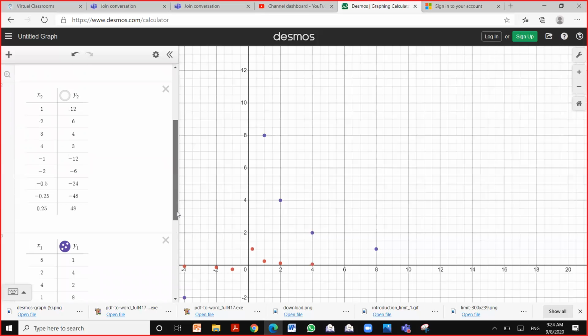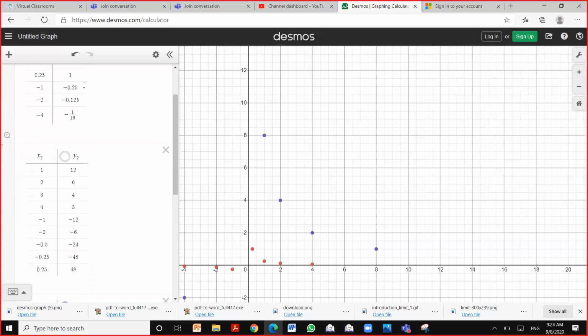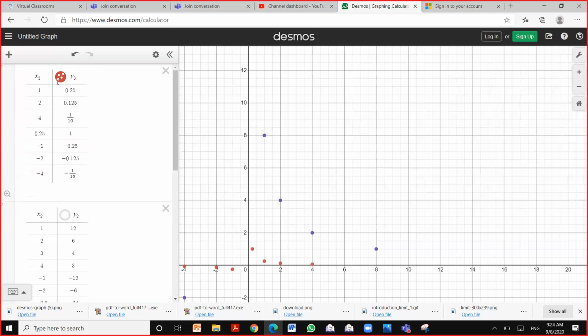Now, look here now, please. The first one was 8 over x. Okay, and also in the third quadrant. If I want now to keep 0.25 over x, how will the graph be?